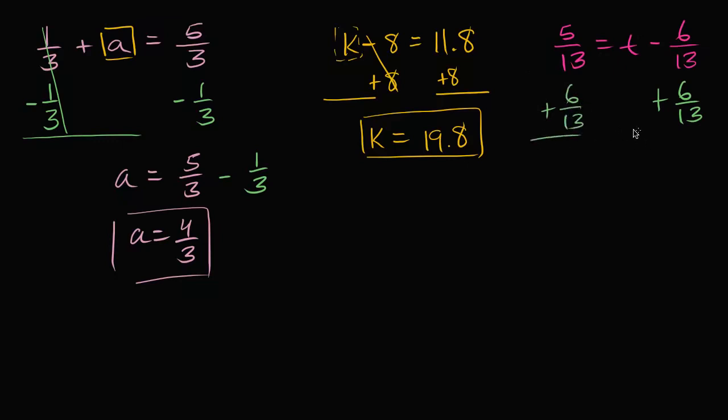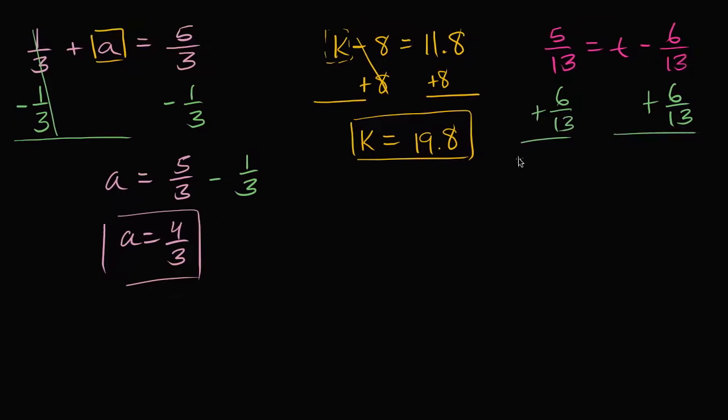So what happens? On the left-hand side, I have 5/13 plus 6/13 is equal to, well, I was subtracting 6/13. Now I add 6/13. Well, those are just going to add to 0. 6/13 minus 6/13 is just 0, so you're left with t. So t is equal to this. If I have 5/13, then I add to that 6/13, well, I'm going to have 11/13. So this is going to be 11/13 is equal to t. Or I could write that the other way around. I could write t is equal to 11/13.